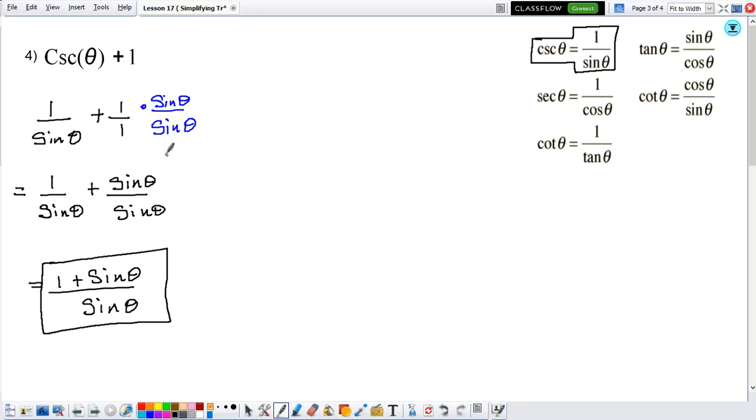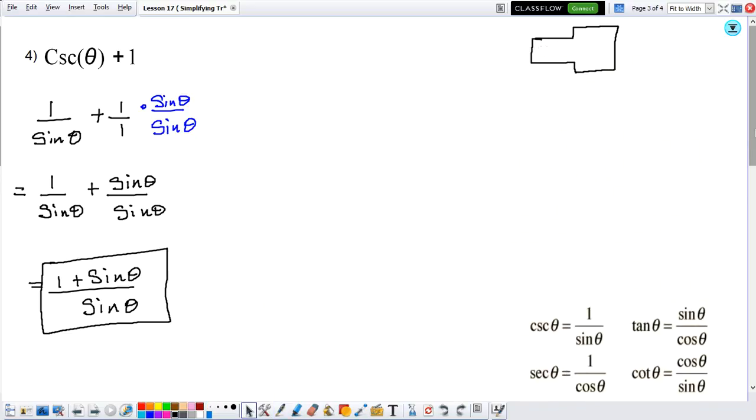The strategy here was to rewrite everything in terms of sine and cosine. Any trig expression that you have here, we notice that cosecant was equal to 1 over sine, so I rewrote it. 1, you can write as 1 over 1. You're adding two fractions, they need to have the same denominator. So the right side, I multiply by sine top and bottom. If I do that, the denominators are going to be equal. And now I can add the numerators. 1 plus sine is 1 plus sine, with the equal denominator, which is sine.